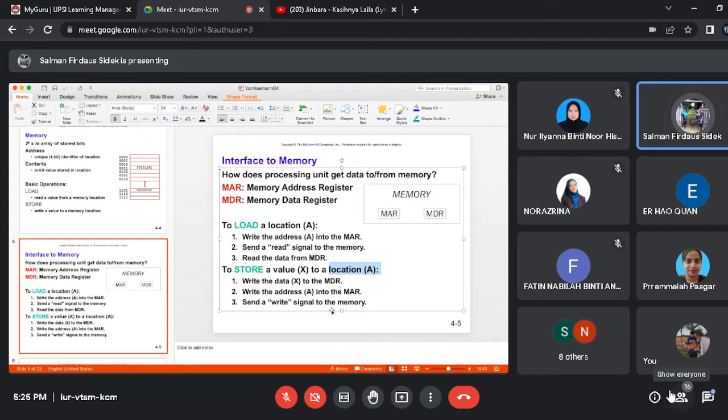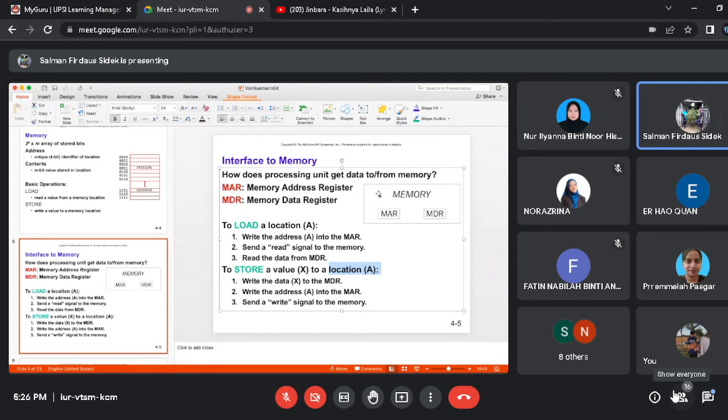So it means when both register has content, which is MDR contains the information that is the process data, while the MAR already has the registered address. So the third step is control unit will send the write signal to the memory. So when the signal is sent, the data will be kept in the memory lah, based on the location, based on the address. Okay, that is the process of storing the information from CPU to the memory. Settle. Is there any question?